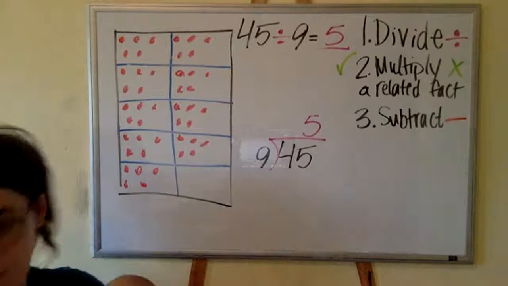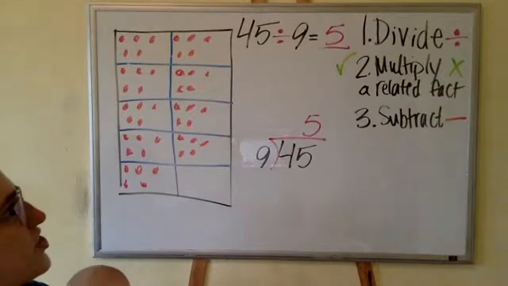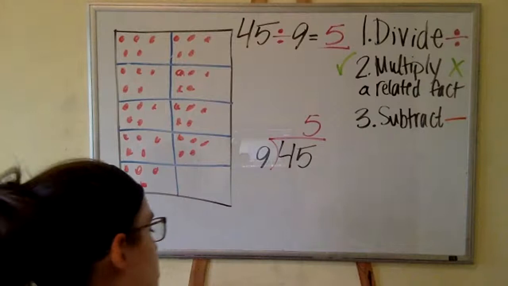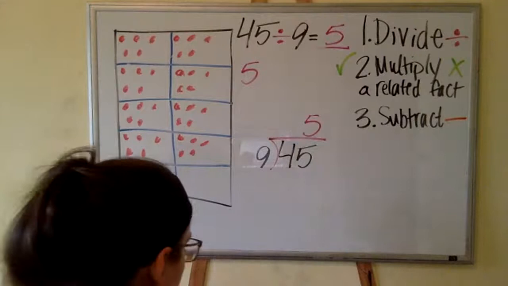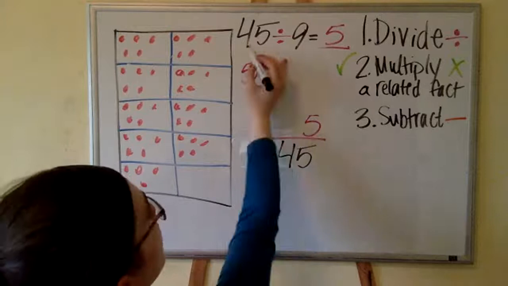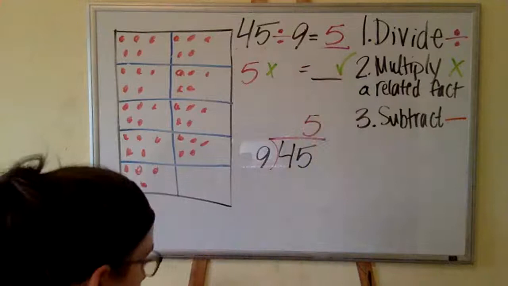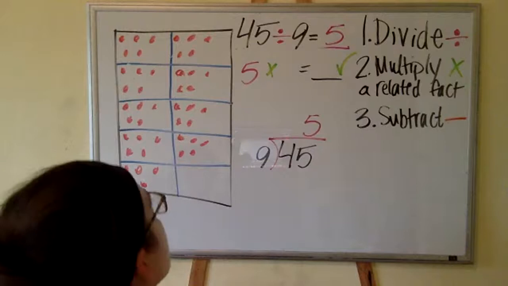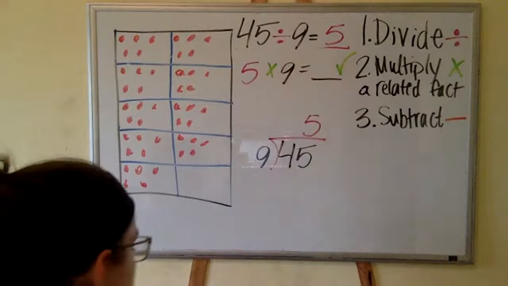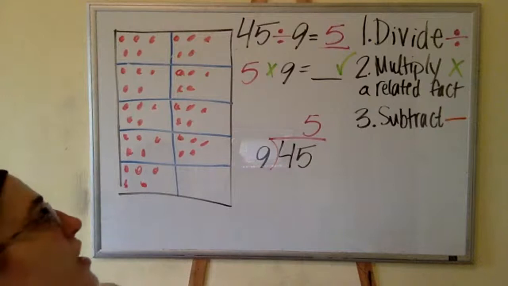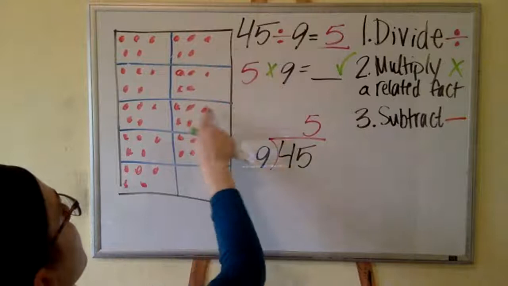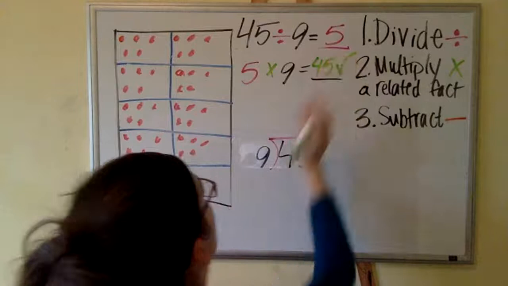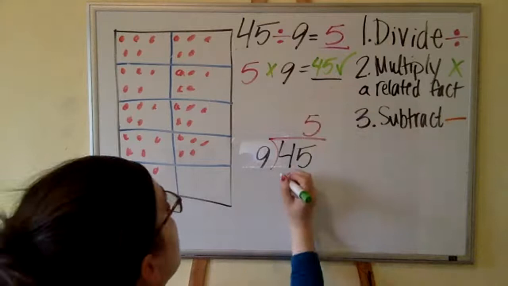Now we can't just assume that we're done. A good mathematician, which is what you all are, needs to check our division with a related fact. So we know that we're going to use this 5. So 5 times what? We're looking to get this as an answer. 5 times what will give us that? 5 times 9. What is 5 times 9? You can do your finger trick or you can count by fives. We got 45. So with that product, it comes underneath the whole group we started with.